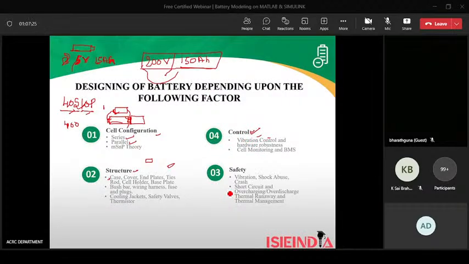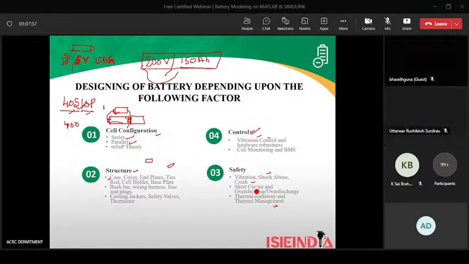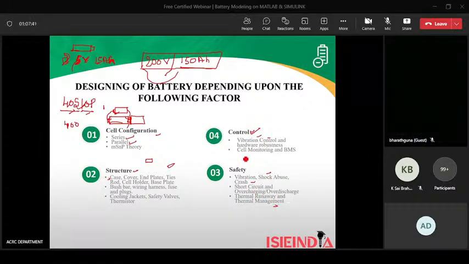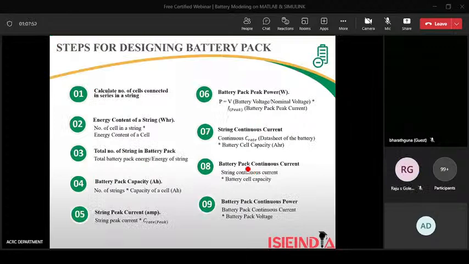Then the last one is safety. So the vibration, shock, abuse, crash, short circuit, thermal runaway, and thermal management. These things are taken into consideration to make the battery pack design fine. So I hope you are clear with it. Yes, sir. Okay, so I will proceed.